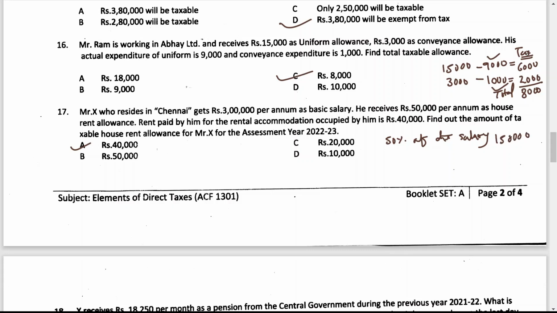Second one, amount of HRA received. How much HRA they have received per annum? 50,000 per annum as a house rent allowance. So 50,000 is HRA received. Now third one, rent paid minus 10% of salary.